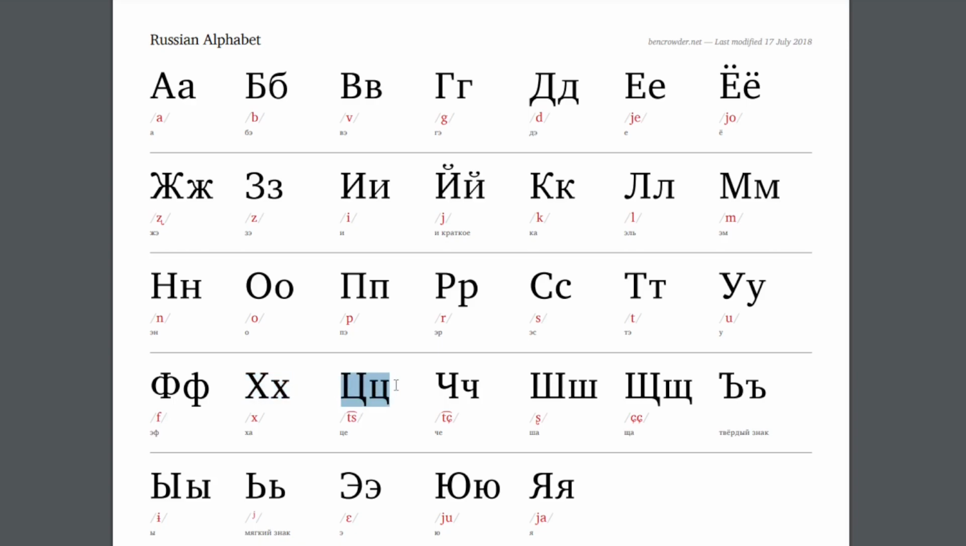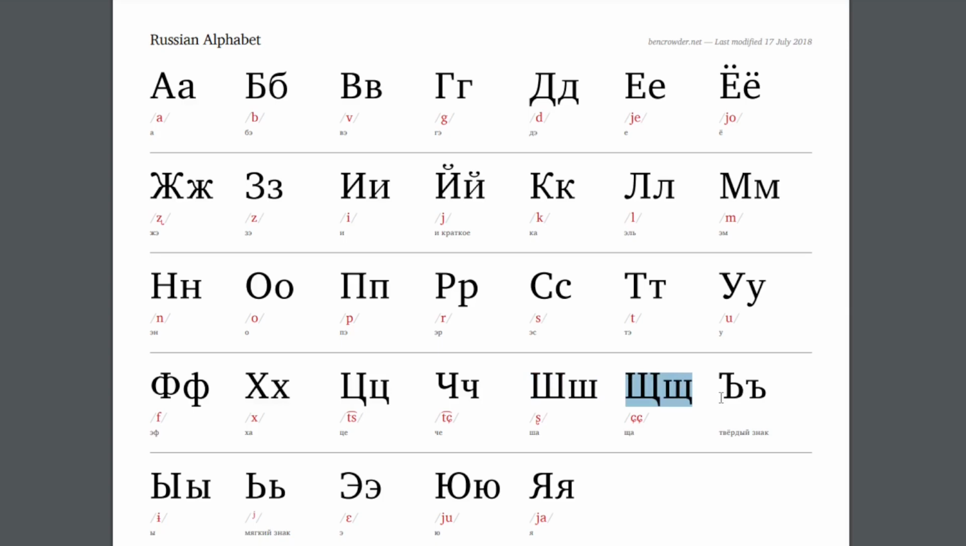And then we've got Ts, so this is like a TS sound. And then we've got a Ch sound. And then we've got a Sh. This is like sh, the sound of the diphthong. And this is shch. So these are very similar. This one is sh, and this one is shch.